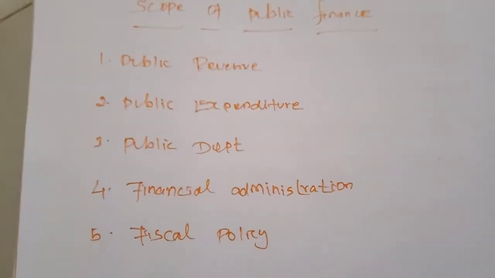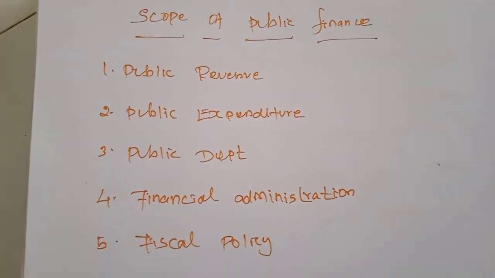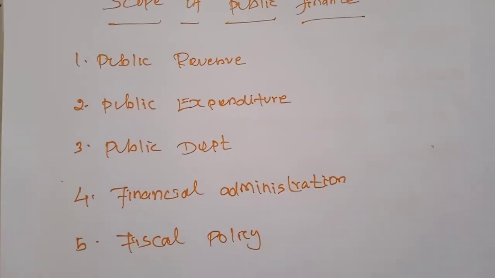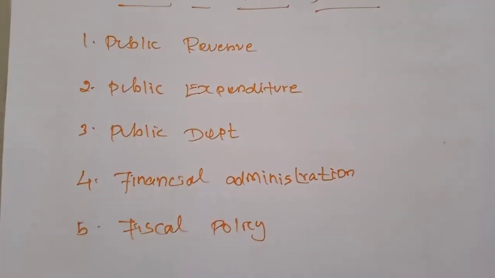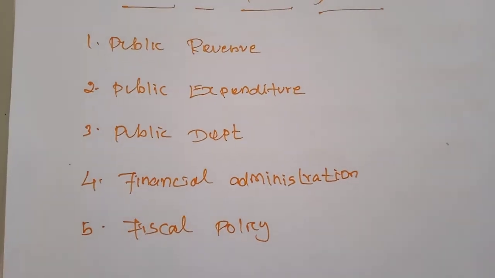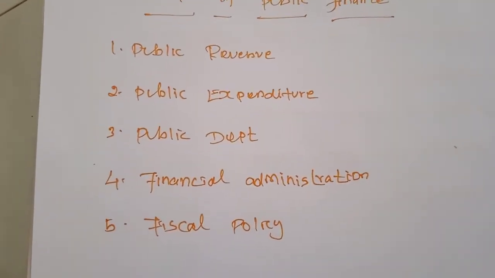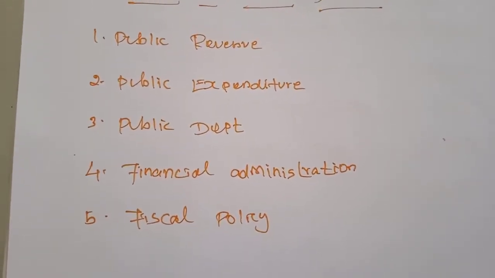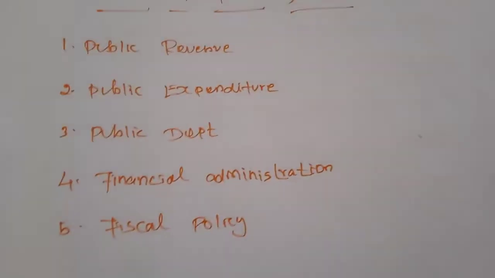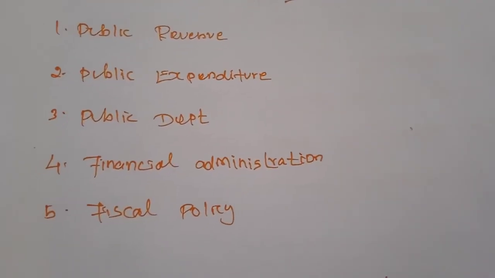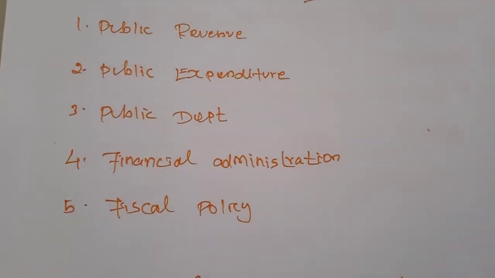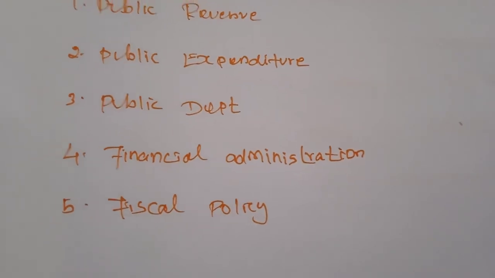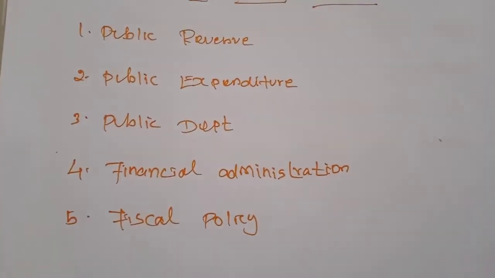The part on public revenue deals with the methods of raising public revenue, whatever methods and ways there are to earn more income for the government. It also covers the impact, incidence and shifting of taxes and their effects. In public revenue we will study the ways and sources of earning revenue for the government. Next, public expenditure.